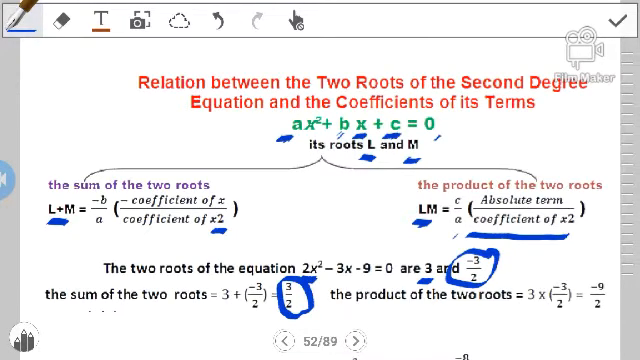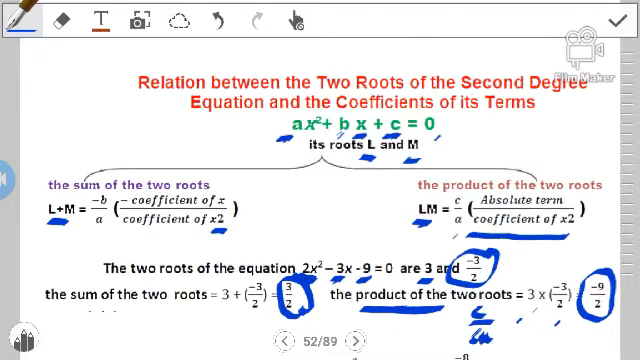3/2 لو لاحظنا هو فعلا -b/a، يعني -(-3)/2 يديني 3/2. طيب the product of the roots أخدت 3 عملت لها times -3/2 لقيتها طلعت -9/2. تعالوا نشوف، -9/2 ده c كان -9 و a كان 2، يبقى -9/2 اللي هو c over a. يبقى the product of the two roots is c over a.